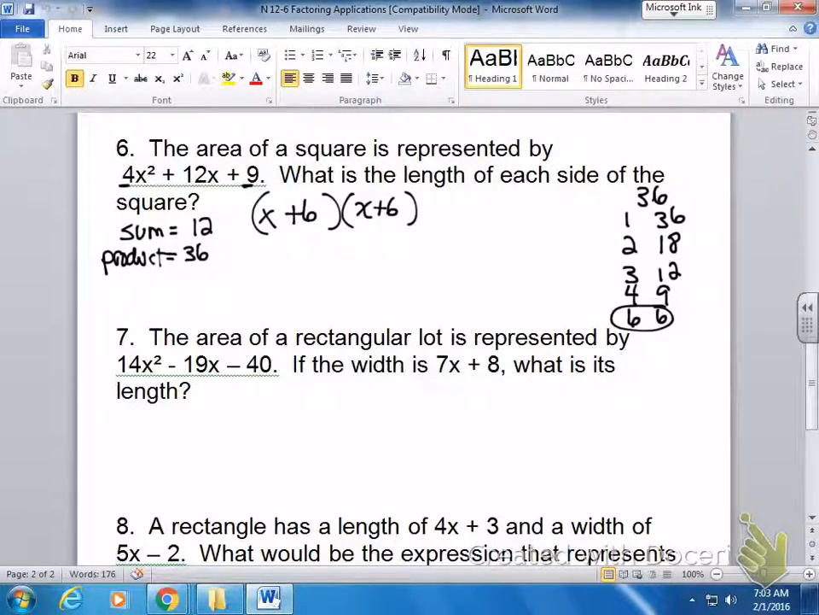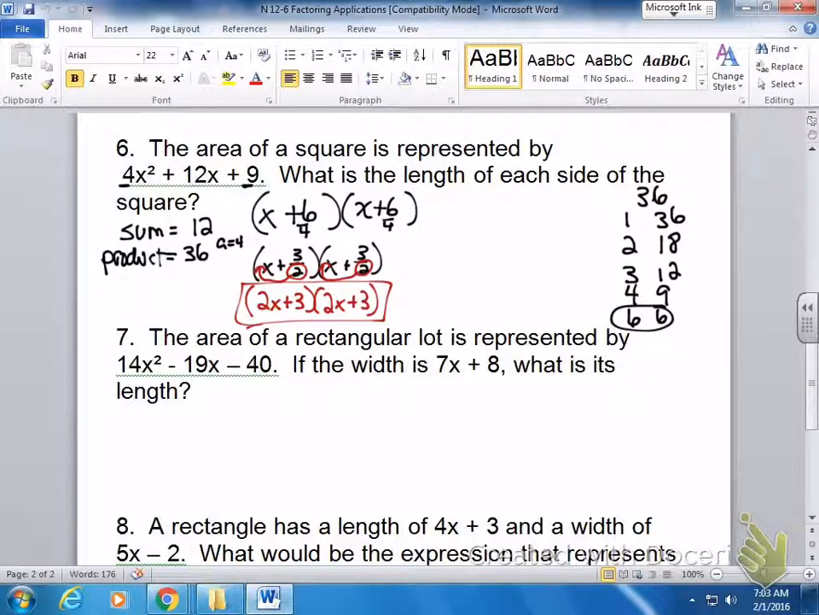Now I need to do my division. I notice that a is 4, so I'm going to have to simplify a little bit here. 6 over 4 can be simplified to 3 halves. I can take a 2 out of top and bottom, and then we have the exact same thing in the next one, so that's also 3 halves. Now that we have our fraction simplified, we can take the denominator and swing it to in front of our variable. So the answer on this one is 2x plus 3 times 2x plus 3. So there are your length and your width.